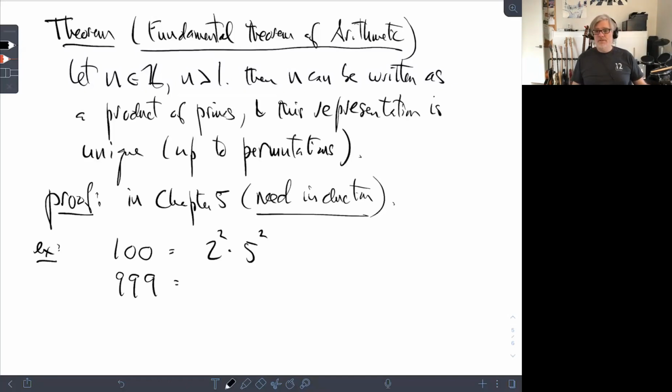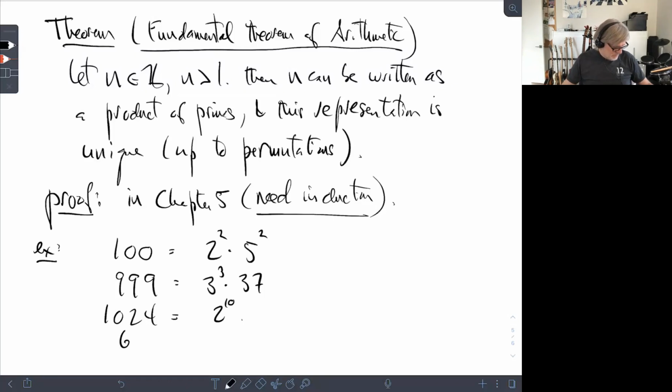999. This is 3 cubed times 37. 37 is a prime. It divides 999. And so this is the unique way to represent 999 as a product of primes. So 3 is there 3 times and 37 is there once. Okay. 1024. If you're in computer science, you should know that one. If you're doing any sort of binary stuff or bytes and bits and whatever, this is 2 to the power 10. So this is the unique way to write 1024 as a product of primes, 2 to the power 10.